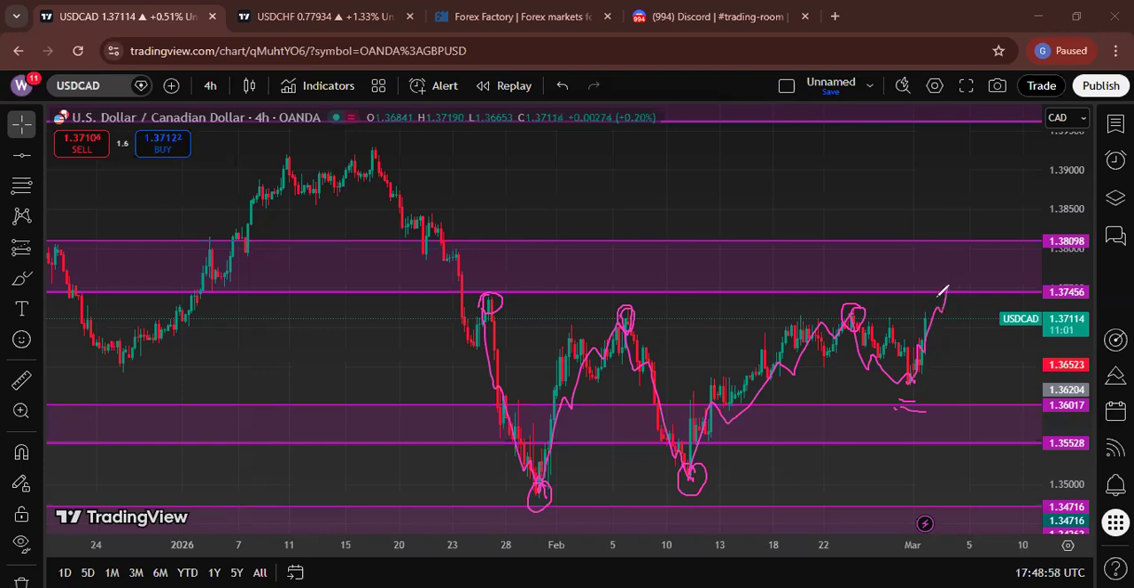So I expect a push into this level, the 1.3750 area. And if price gains more momentum, we might see price rally even into these levels of 1.38, the 100 area. So we have that. Let's observe and see how price reacts to this. I want to see price take out these highs and rally all the way into these levels of 1.38, the 100 area.